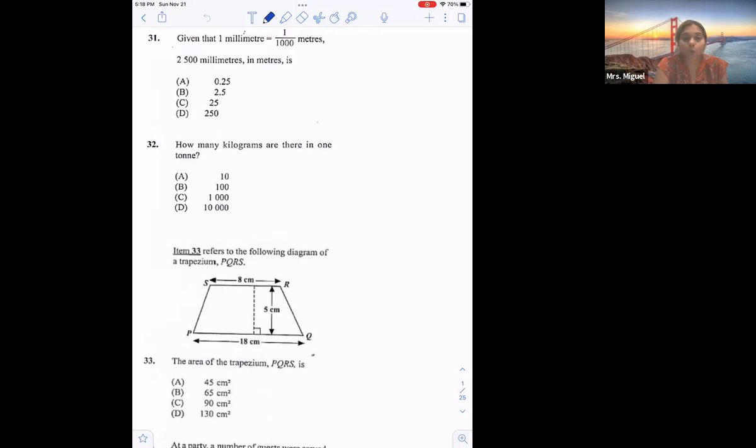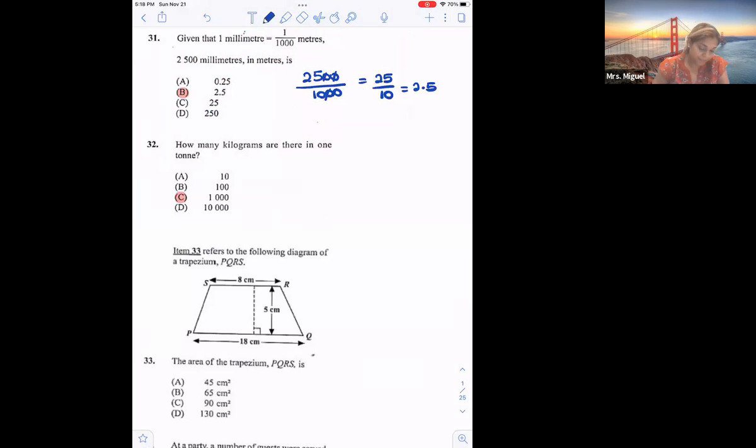Given that 1 millimeter is 1/1000 meters, convert 2500 millimeters to meters. So 2500 divided by 1000, 25 divided by 10 is 2.5. The answer is B. How many kilograms are there in 1 ton? There are 1000 kilograms in 1 ton.